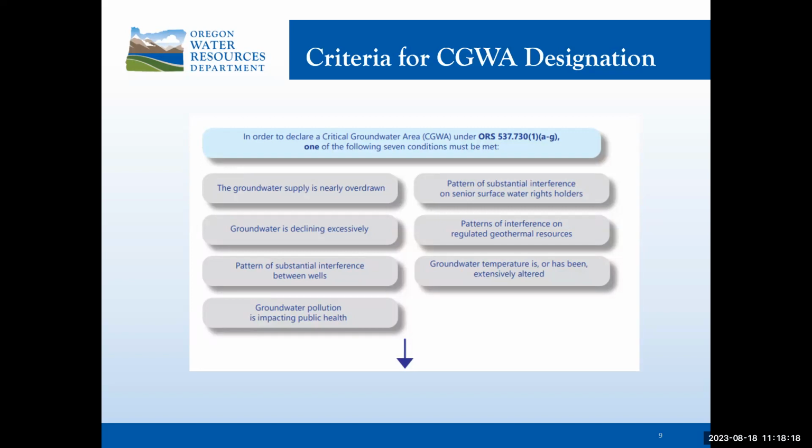A couple of definitions here are really important. One is overdrawn. The definition of overdrawn is that annual pumpage in any 1 year exceeds average annual recharge. The other important definition is groundwater levels declining excessively or excessively declined. Declining excessively means that water levels are declining at a rate of 3 feet per year for 10 years. Excessively declined is defined as water levels having declined 50 feet below the highest known value.